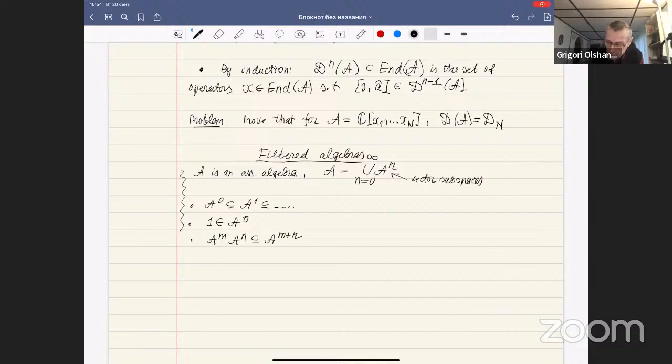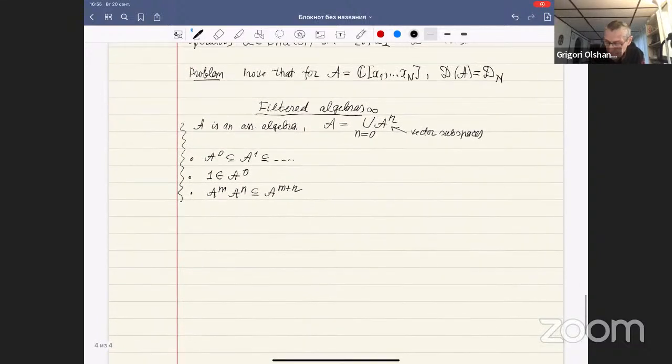And of course, we need some example, and a good example is our algebra D. Example. So take as A our algebra D. So I recall this is Q over PQ minus QP. And what is the filtration?